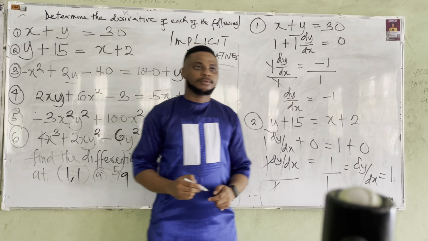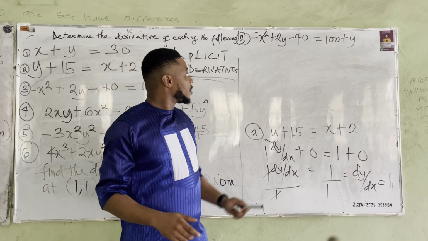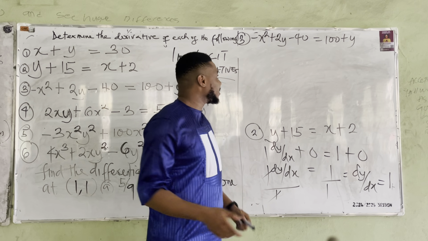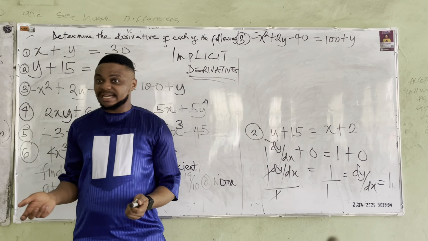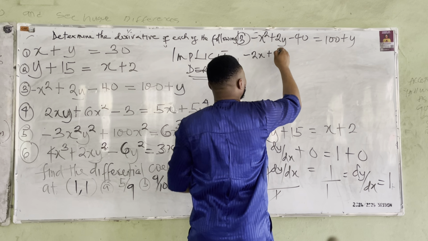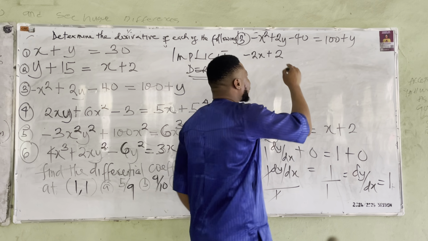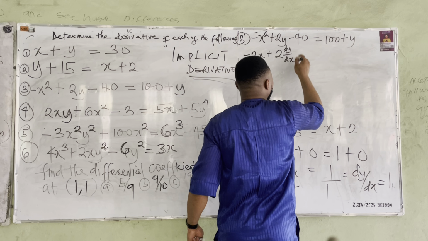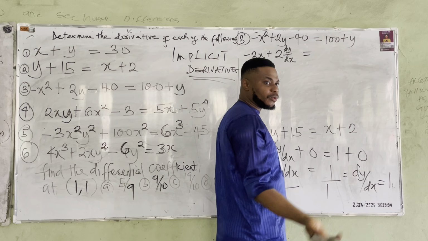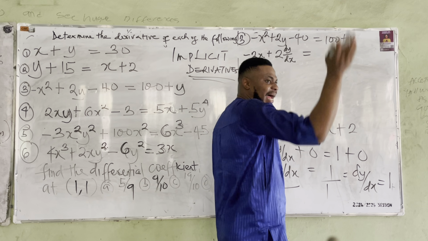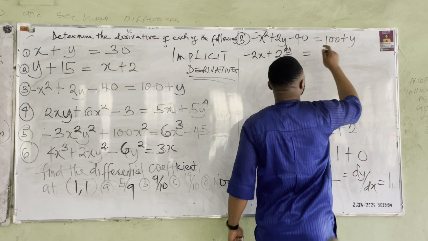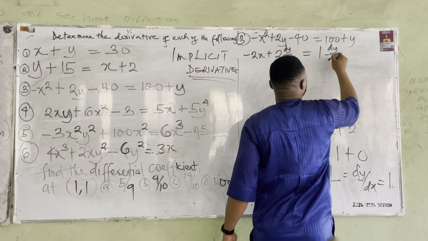So we'll be doing number 3: minus x squared plus 2y minus 40 equals 100 plus y. Now look at this, guys. Minus x squared is minus 2x, plus 2y is 2, but because we differentiated y, we write dy over dx. Minus 40 is a constant, so it is 0. Equals to, there's no need writing 0, it's just like we have discarded it. 100 is a constant, so differentiating a constant gives 0. Differentiating y gives 1 dy over dx.